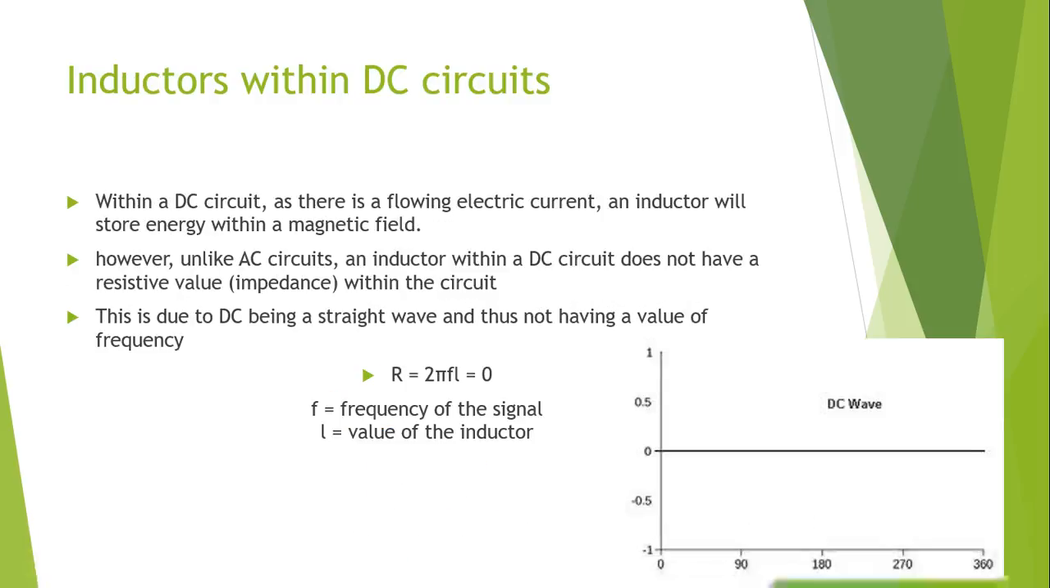Within DC circuits, as there is a flowing electric current, an inductor will store energy within a magnetic field. However, unlike AC circuits, an inductor within a DC circuit does not have a resistive value, known as impedance. This is due to DC being a straight wave, as can be seen below, and thus not having a value of frequency. As the impedance equals 2 pi times the frequency times the value of the inductor, as frequency equals 0, the impedance equals 0, and there is thus no impedance.